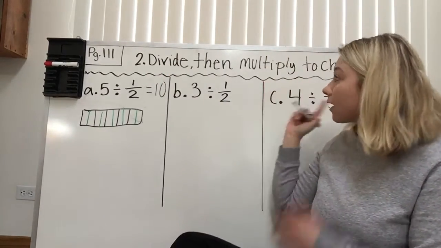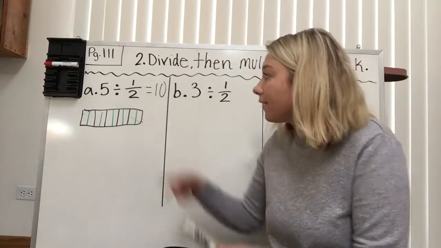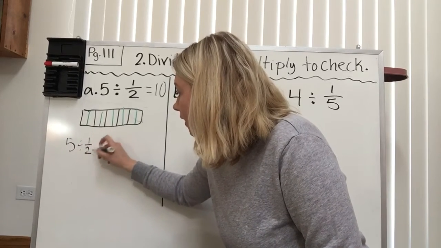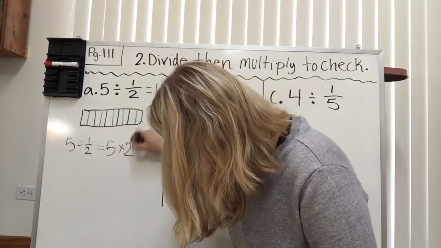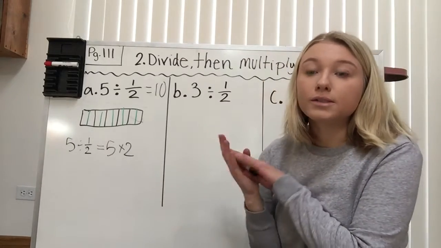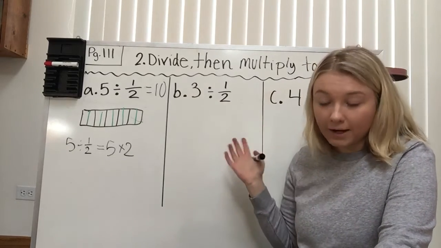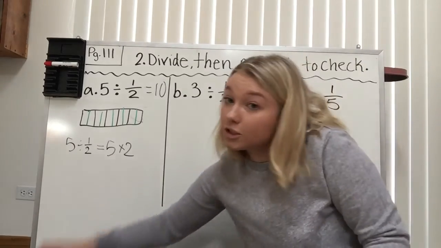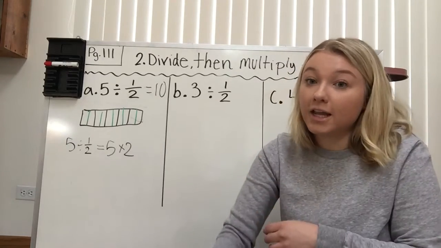And we have to check our work by multiplying. So when they say 5 divided by 1/2, they're actually saying 5 times 2. I know that sounds crazy, but this is what you're going to do when you see a fraction or a whole number divided by a fraction. When you're dividing fractions, you do the keep, change, and then a flip. So a keep, change, flip.